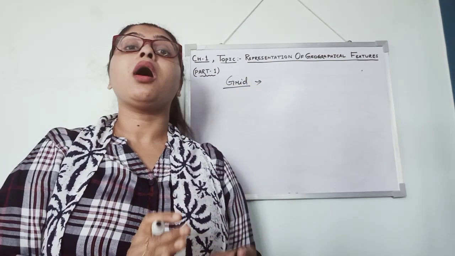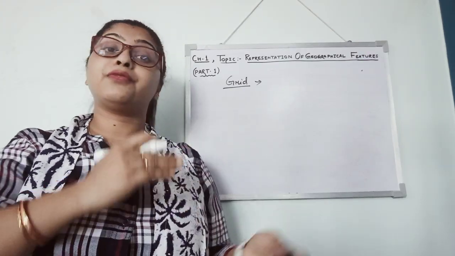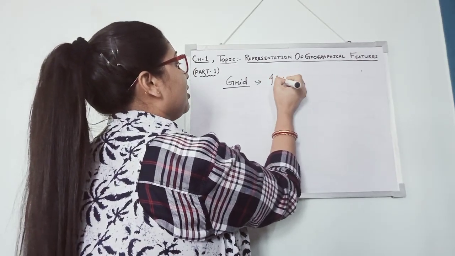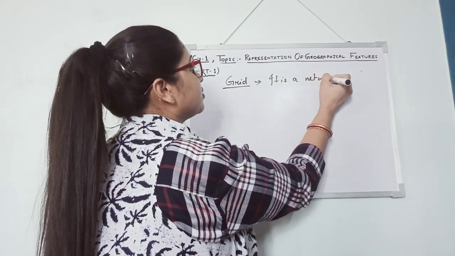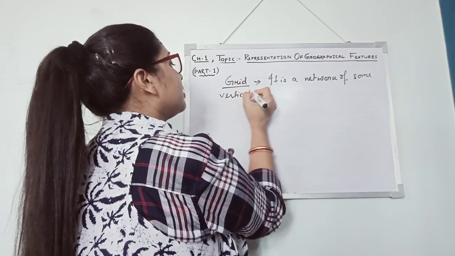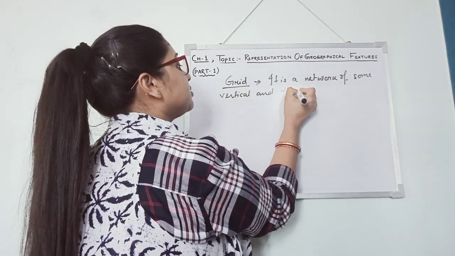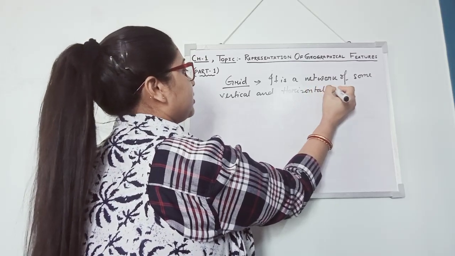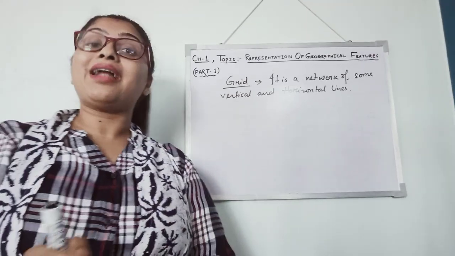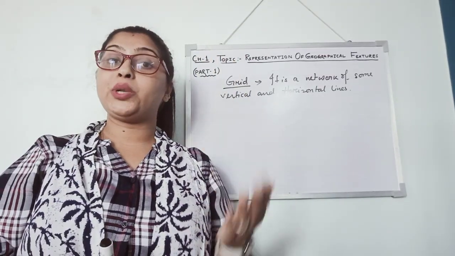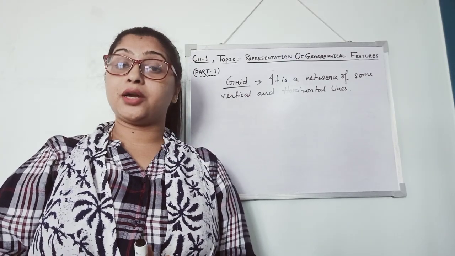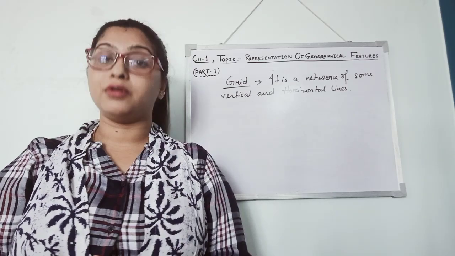Grid is a network of some vertical lines and horizontal lines. What are the vertical and horizontal lines? If you see in the atlas, there are some imaginary lines which are known as the parallels of latitude and longitude. And these parallels of latitude and longitude are placed at 1 degree interval.